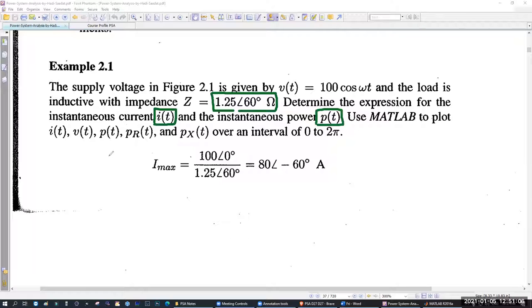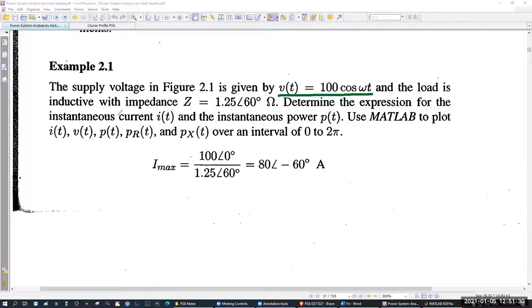Use MATLAB to plot i(t), v(t), p(t), pR, pX over an interval of 0 to 2π. That means we will see how to plot something in MATLAB. So that's why I am doing this example for you, so that you can learn how to use MATLAB to plot something. Okay? Let's solve the problem first.